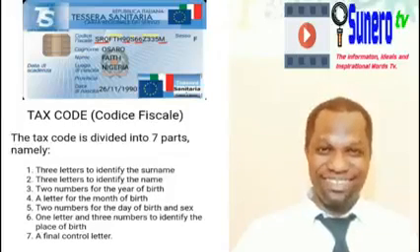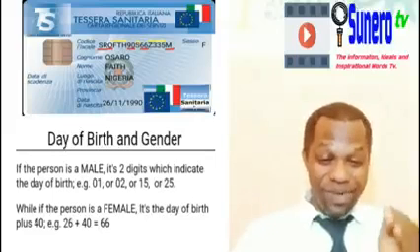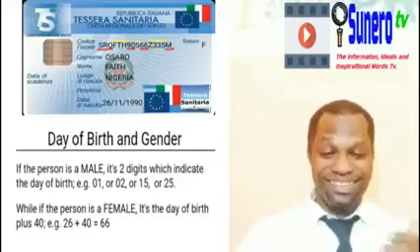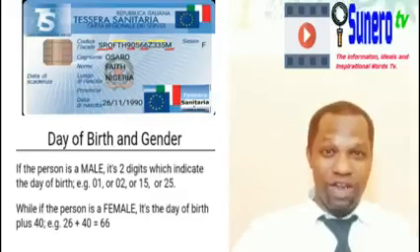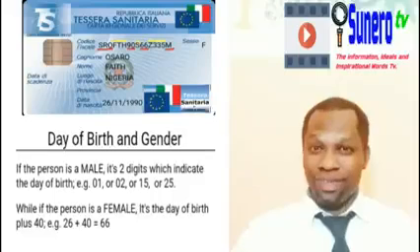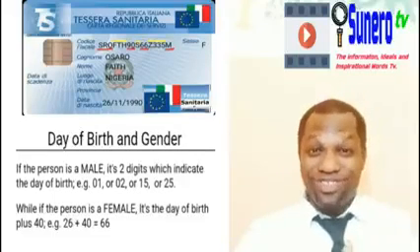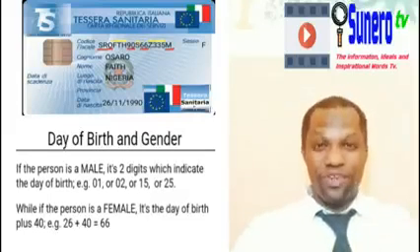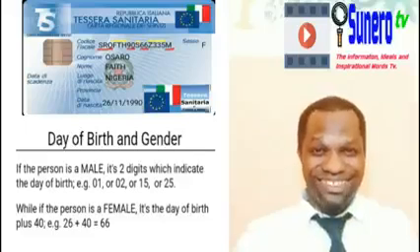How come it's 66? Now let's look into it. It says day of birth and gender. If the person is a male, it is 2 digits, which indicates the date of birth, e.g. 01 or 02 or 15 or 25. If the person was born on the 1st, it will be 01. If the person was born on the 2nd, it will be 02. If born on the 15th, it will just be 15. For a male, the actual number is placed in that place.